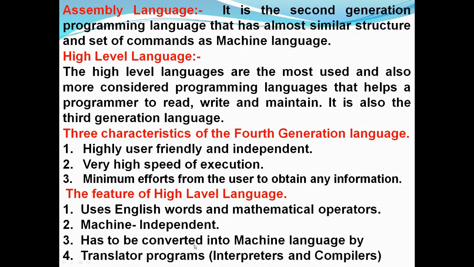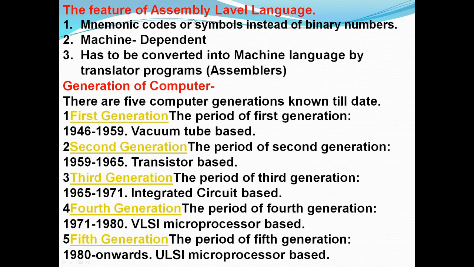The features of high level language: uses English words and mathematical operators, machine independent. It has to be converted into machine language by a translator, interpreter and compiler. The feature of assembly level language: mnemonic codes or symbols are used instead of binary numbers. Assembly language is dependent on the machine, and has to be converted into machine language by a translator, an assembler.